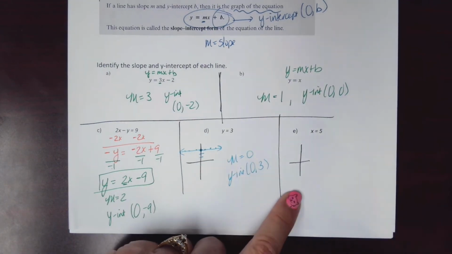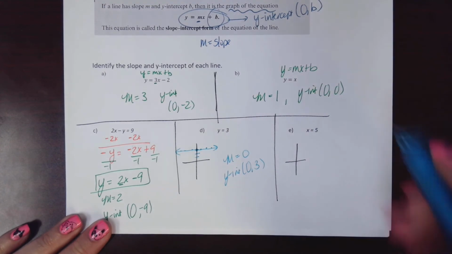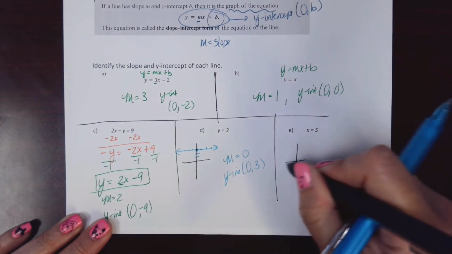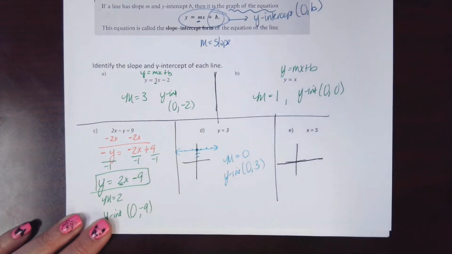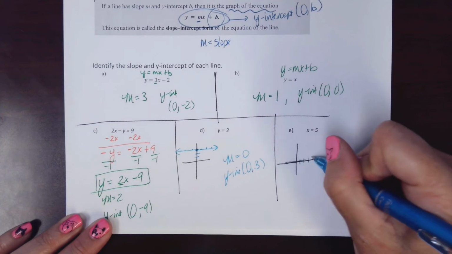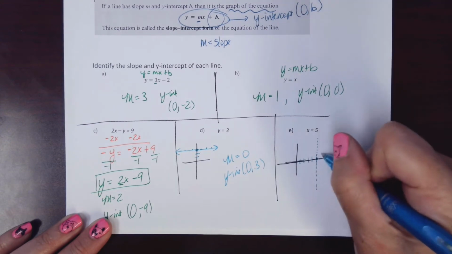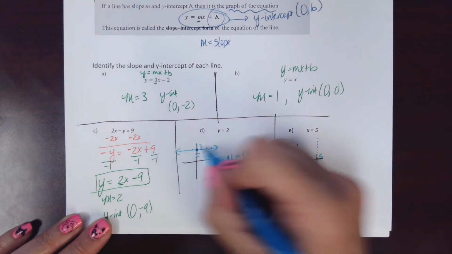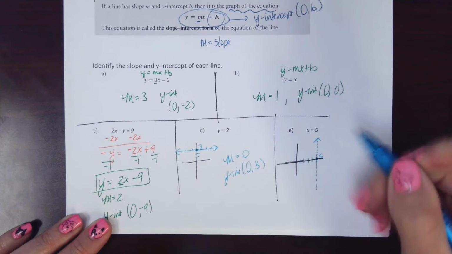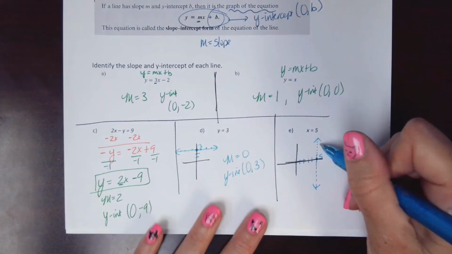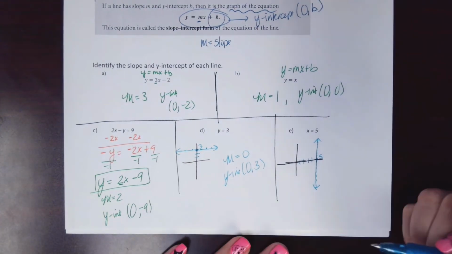What about this line? X is 5. Well, where is x 5? I need to extend my x-axis. X is 5, 1, 2, 3, 4, 5, right there. And x continues to be 5 all the way up and all the way down. X is 5 here. This vertical line is the line x equals 5.